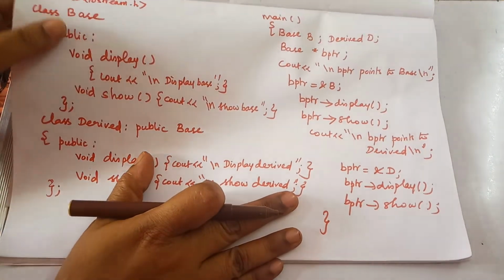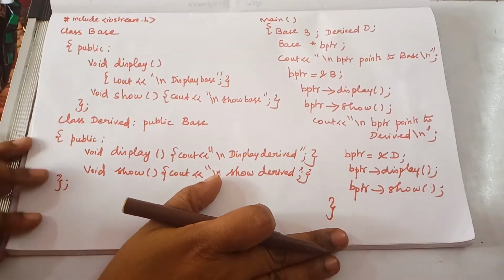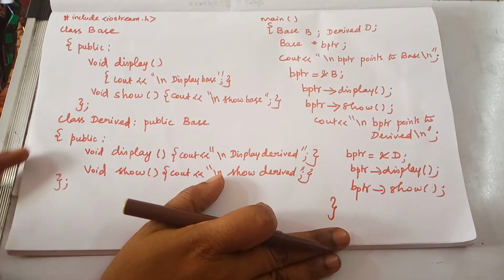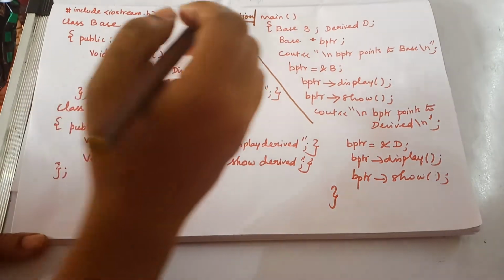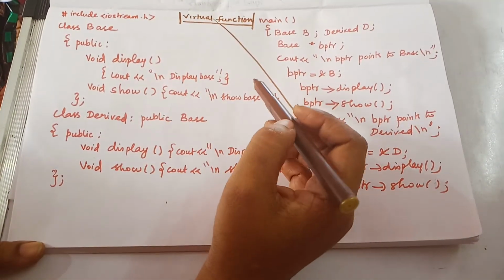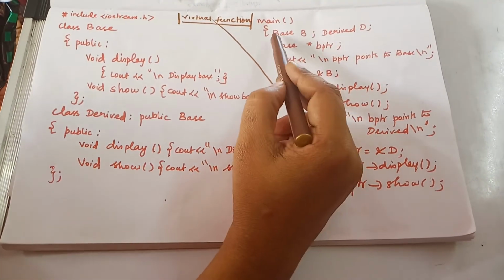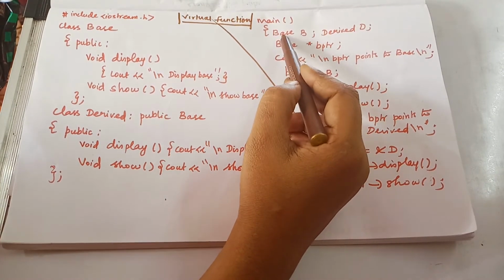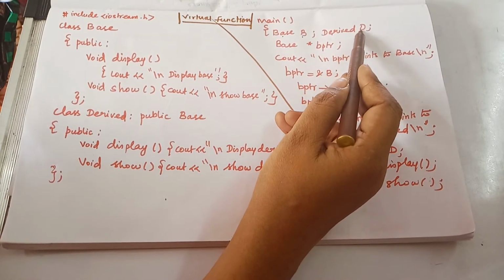Already in the class, I explained virtual class. In inheritance, we have discussed virtual class. The same concept you are using here. So virtual function is nothing but runtime polymorphism. See here, this is runtime polymorphism. I will start from the main. Base is a class, a data type. For the base class, I am creating an object B. For the derived class, I am creating an object D.